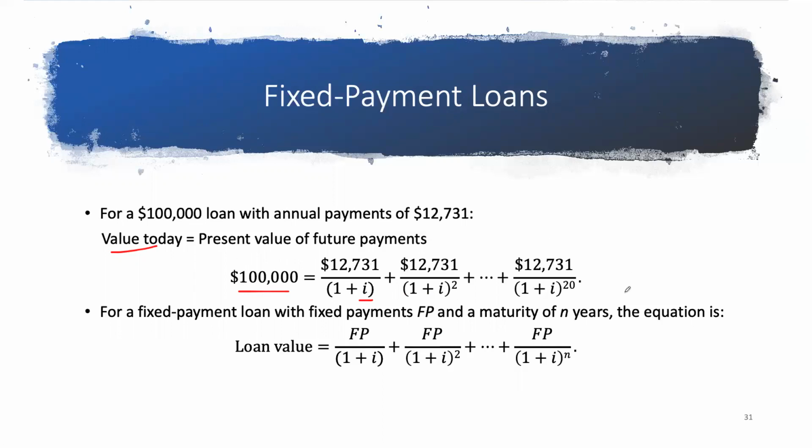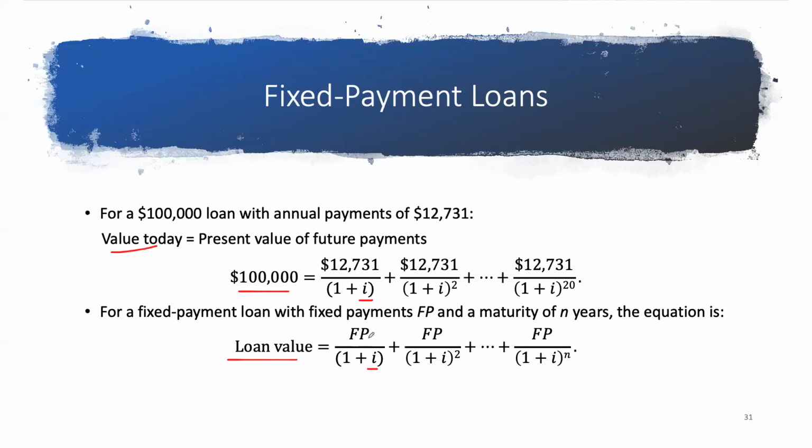Okay. So for a fixed payment loan, this is how I set it up. The loan value should be equal to the future payments. And then if I solve for i, then that tells me what that future payment should be. Or the other way, if I know what I want to charge, then I can also back out what each of these future payments should be. And that's how they calculate it, right?